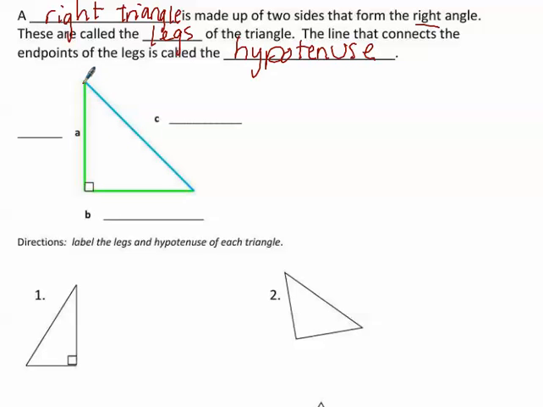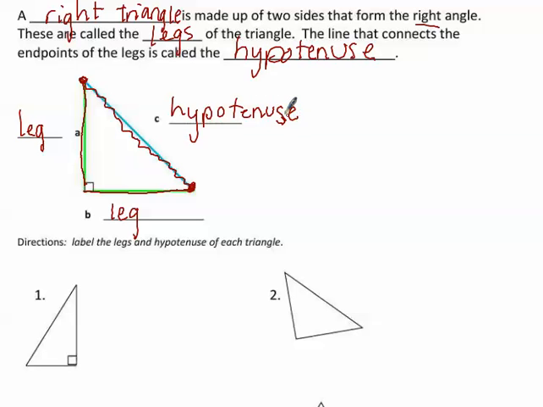So in this example, the lines that connect the right angle, those are your legs. So those are also known as side A and side B. The line that connects the endpoints of the legs, this is called the hypotenuse. That is also known as side C. So today we're going to find out how to find side C given A and B.